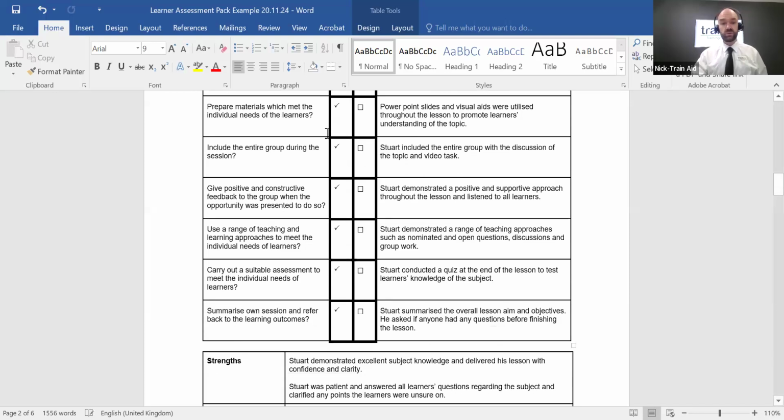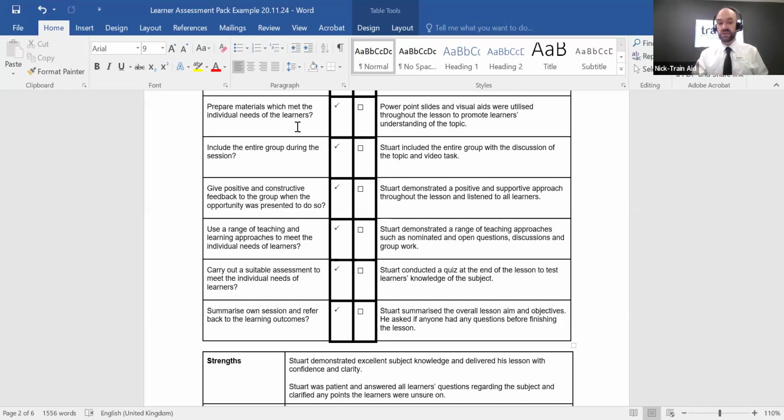As we go through the observation form, we have the next criteria. Did the learner prepare materials which met the individual needs of the learners? So I guess that question is looking at, was the lesson prepared? Think about the resources used, the room setting, the classroom layout. Was the lesson organized? And also, were the materials, the actual resources, user friendly? Did everyone understand the content, the materials?